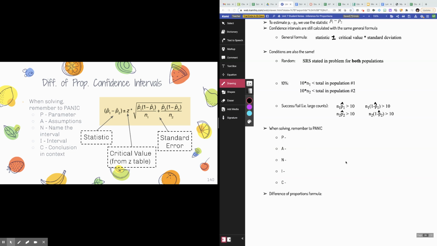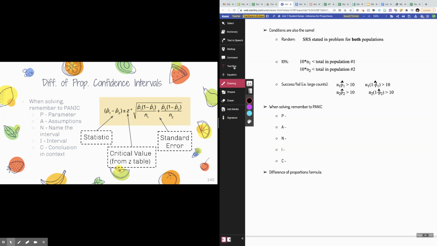All right, and then the procedure is exactly the same steps. You're still using this same acronym, PANIC. So just as a reminder, P stands for parameter, A stands for assumption, N stands for name the interval, I stands for interval, and C stands for conclusion and context.